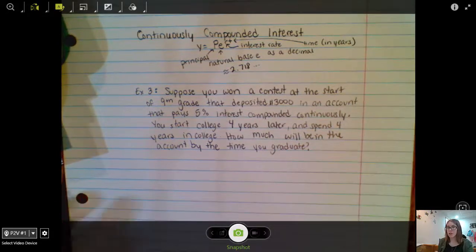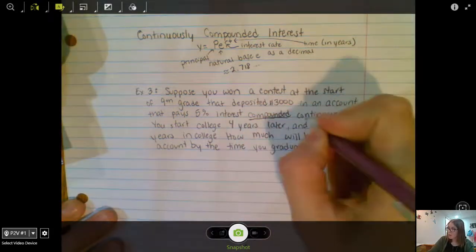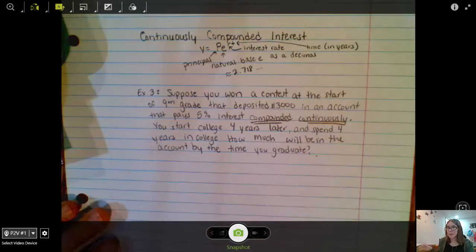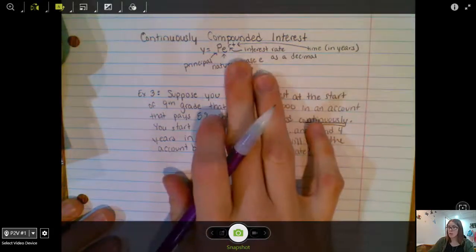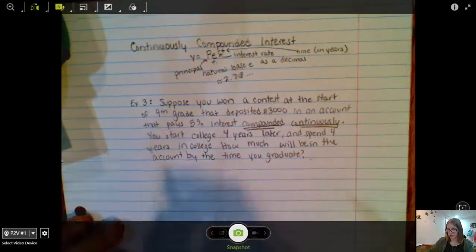Well, the first thing we're going to have to do is write our equation. And our key here is that our situation is compounded continuously. Whenever you see the word compounded or the phrase compounded continuously, that's your clue. This is the formula you have to use. So anytime you see the word continuously, this is what you want to work with.